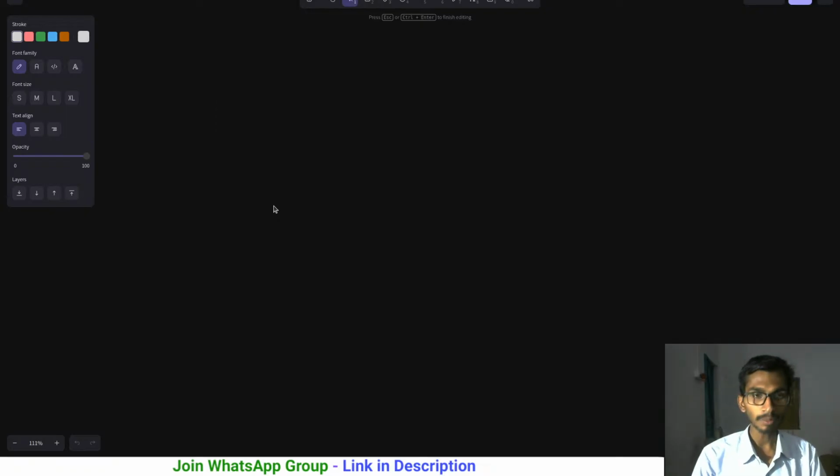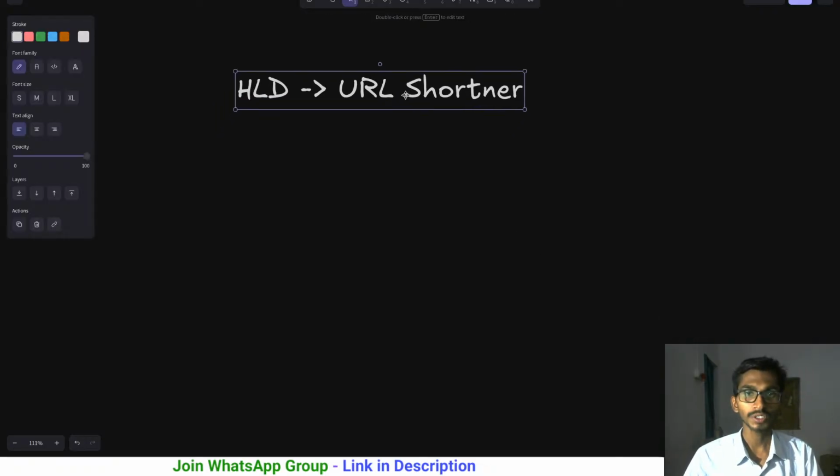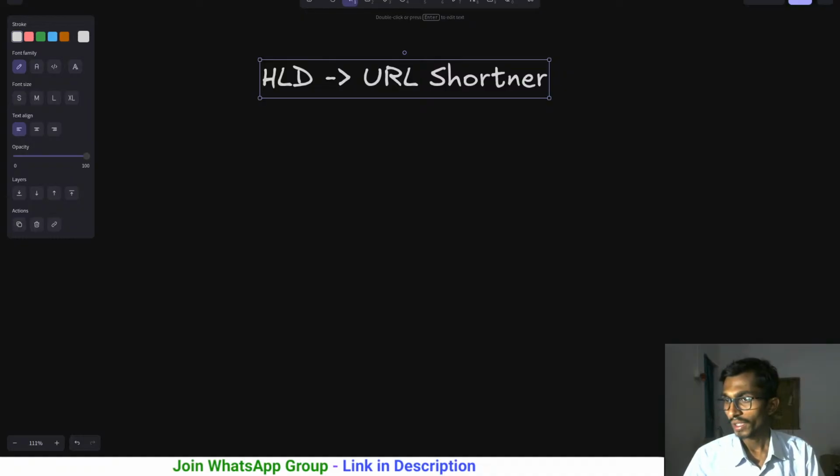By the way, let's talk about the HLD, high level design, and we are going to be talking about the URL shortener. I hope that's the right spelling. Okay, so this is what we are going to be discussing here. Alright, we're talking about the things that we have covered so far.